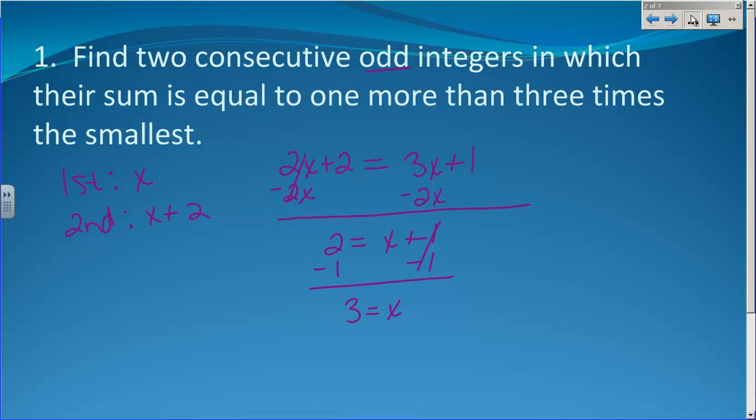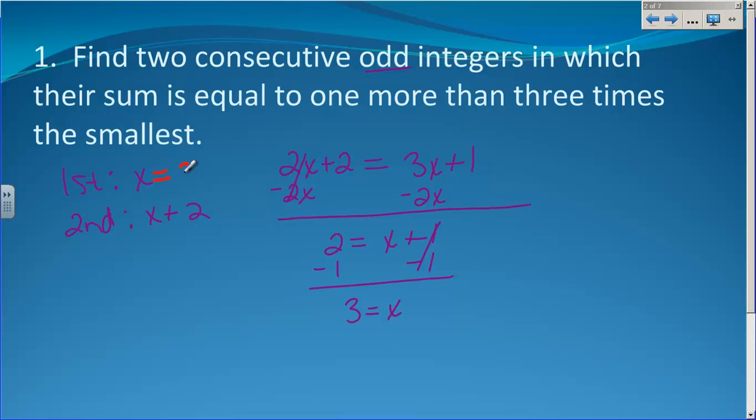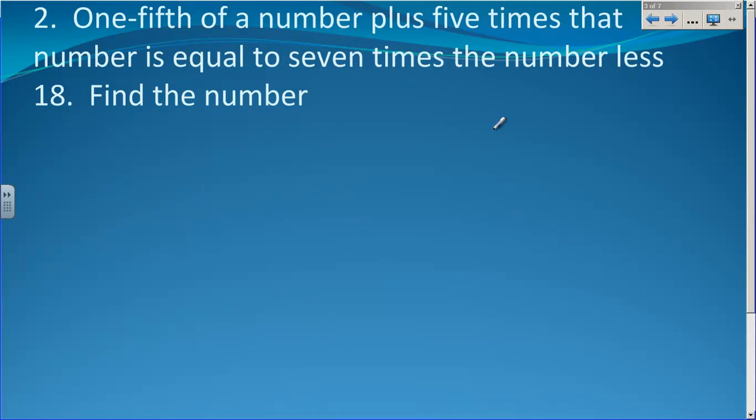So that tells me that this number, the first integer, is 3. The second consecutive odd integer is going to be that plus 2, so it is, whoops, that's a 2, so it is 5. So your 2 integers are going to be 3 and 5, and it did say to find both, so the fact that I did that twice is totally fine. So let's try the next problem.